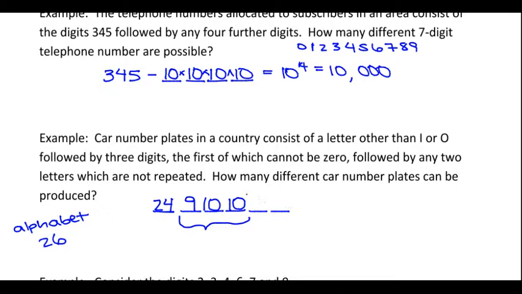Here we go. And then the last 2 are letters which are not repeated. So it can be any 2 letters. So 26, and then we don't want to repeat, so 25. There we go. And we multiply, and we get a humongous number, 14,040,000 possibilities.